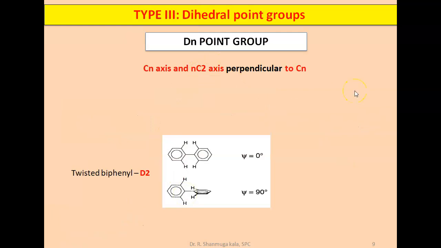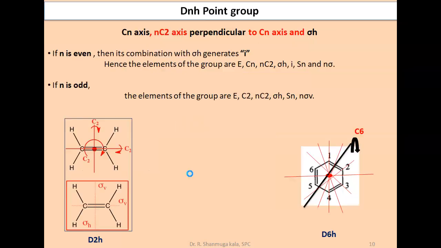And the next type of point group: very high symmetry molecules have dihedral point groups. So the first type is the DN point group. The molecule has a CN axis and N number of C2 axes perpendicular to CN. So CN, along with N number of C2 axes perpendicular to the CN axis, gives the DN type of point group. One of the examples is twisted biphenyl, which has the D2 point group. So this one is a C2 axis, and along with it the perpendicular C2 axis is also there, so hence it is called D2.